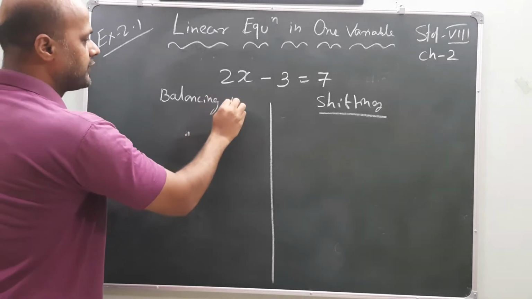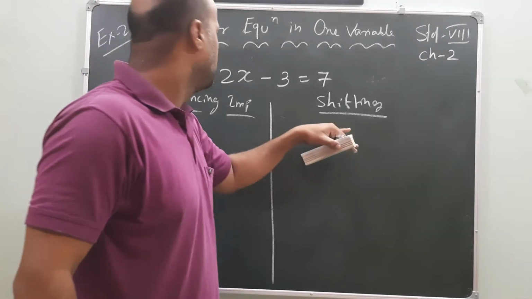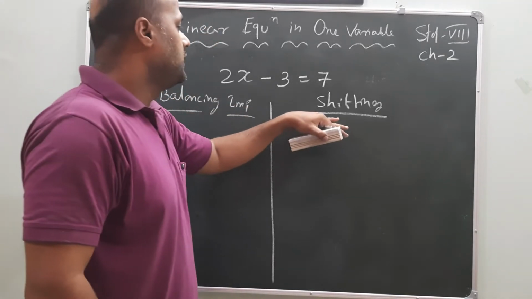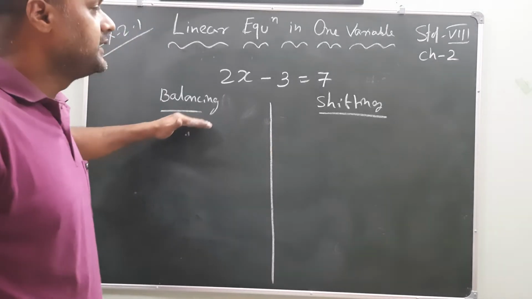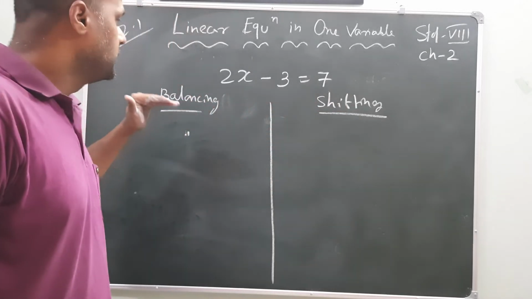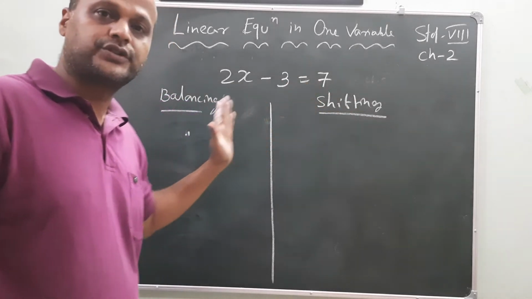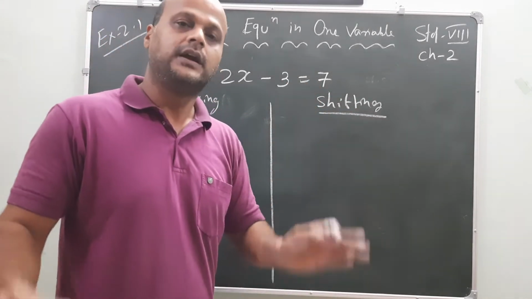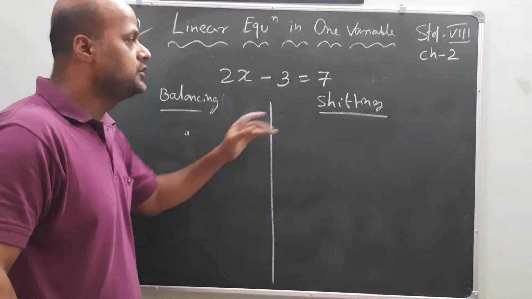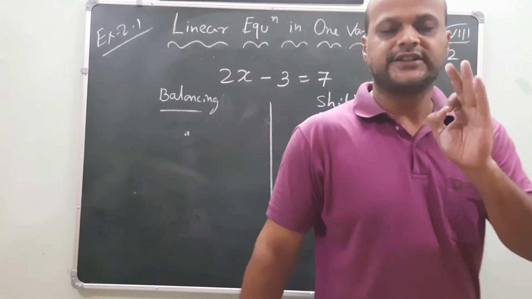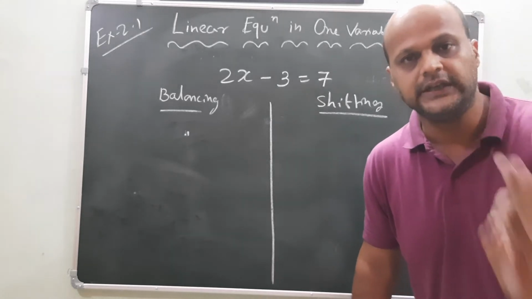This is very, very important, my dear friends. Either you do the balancing process, or the shifting process. In this case, whenever you are solving an equation, if you do either of the processes, then you will get the marks, and your answer is also correct. So don't bother about which process to use, balancing or shifting. Whichever process is very easily understood by you, you do that process only.